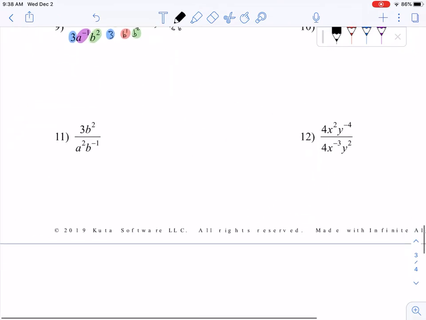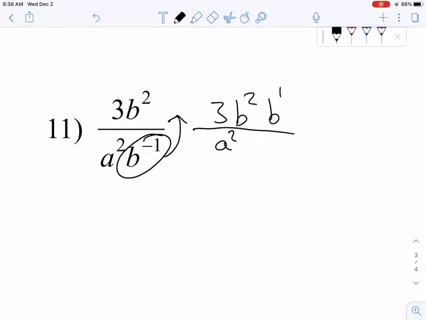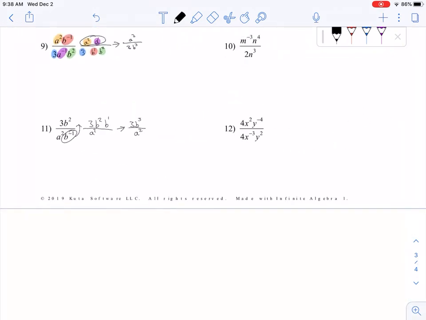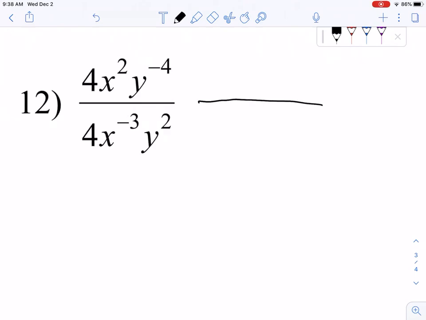We're going to skip that one. Okay, let's look at this one. So 3 stays where he's at, B squared stays where he's at, A squared stays where it's at, and this B to the negative first needs to move upstairs because this negative 1 means it's in the wrong place. So I move it upstairs to put it in the right place. And then I'm just simplifying. So 3 times, it's going to give me B to the third over A to the second. All right, and this will be our last one. I'm not going to worry about reducing 4 divided by 4 to make 1 over 1.